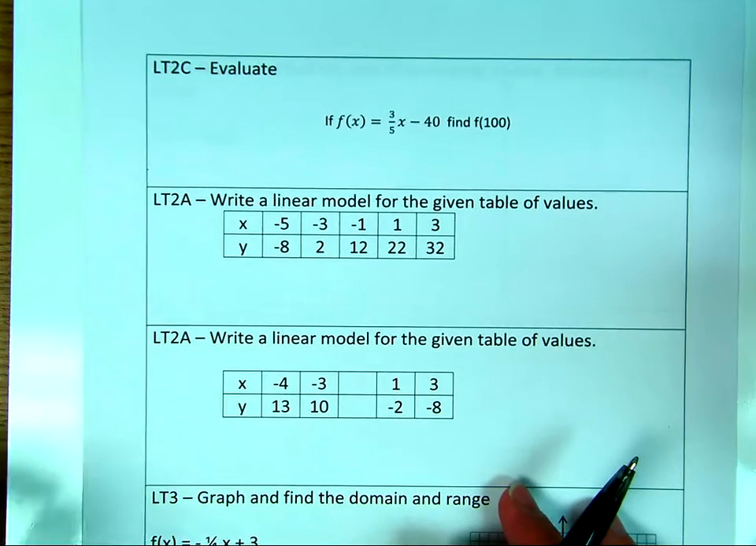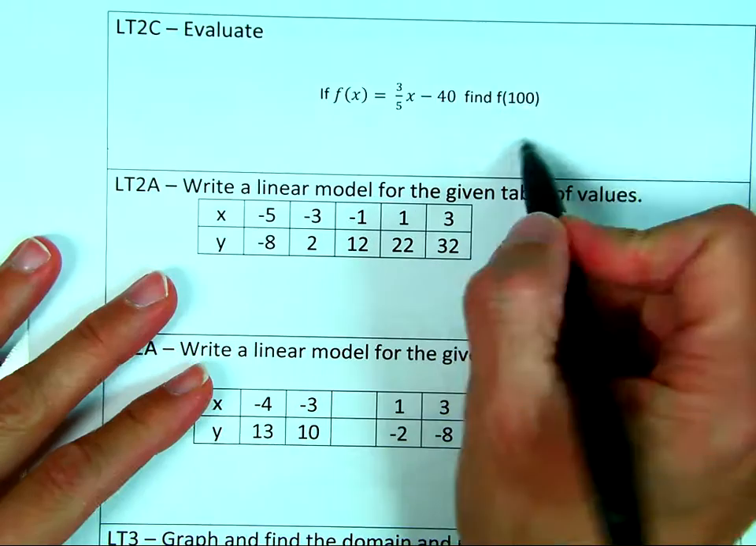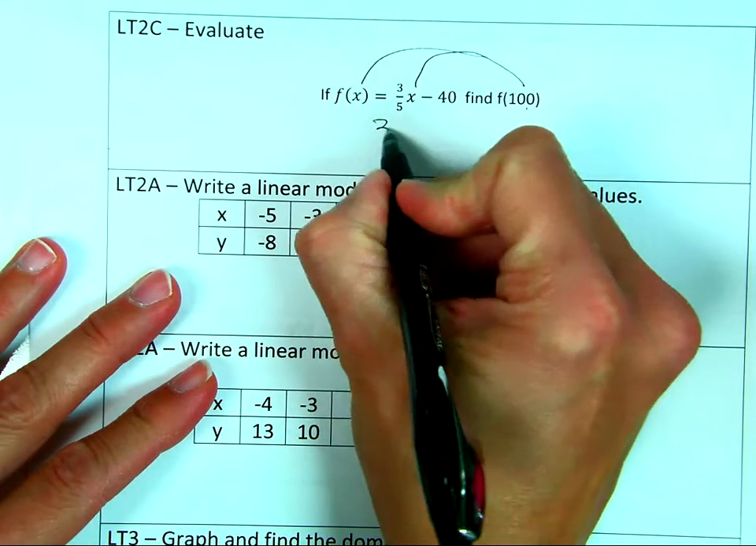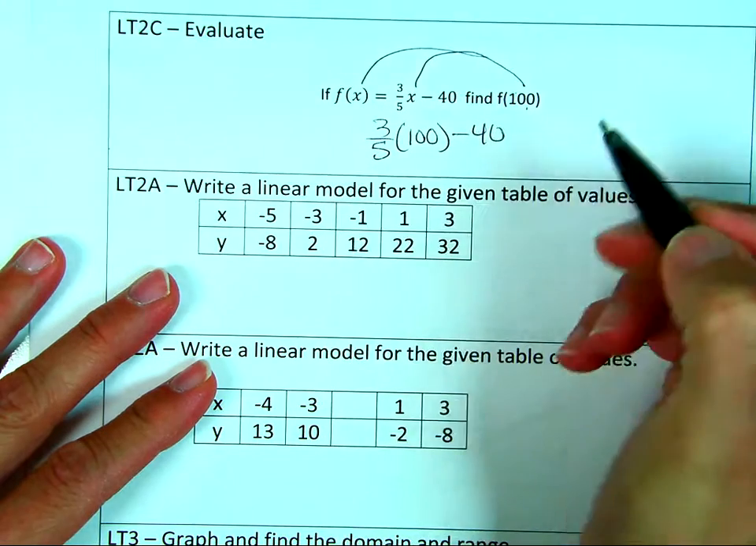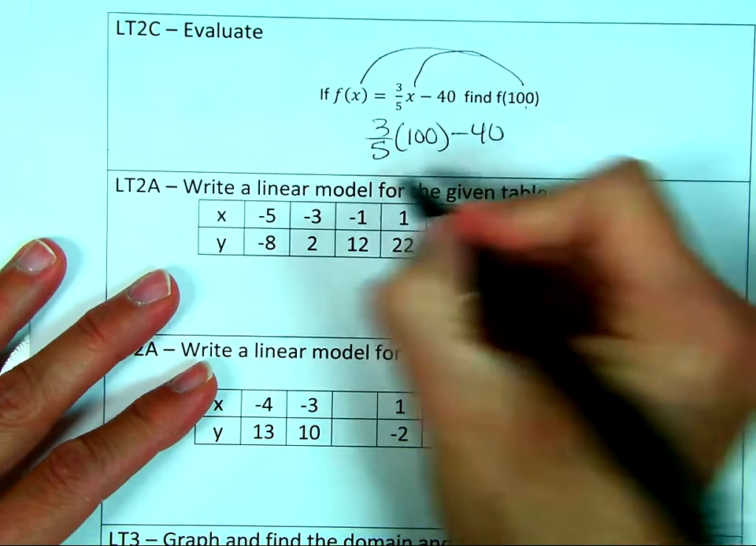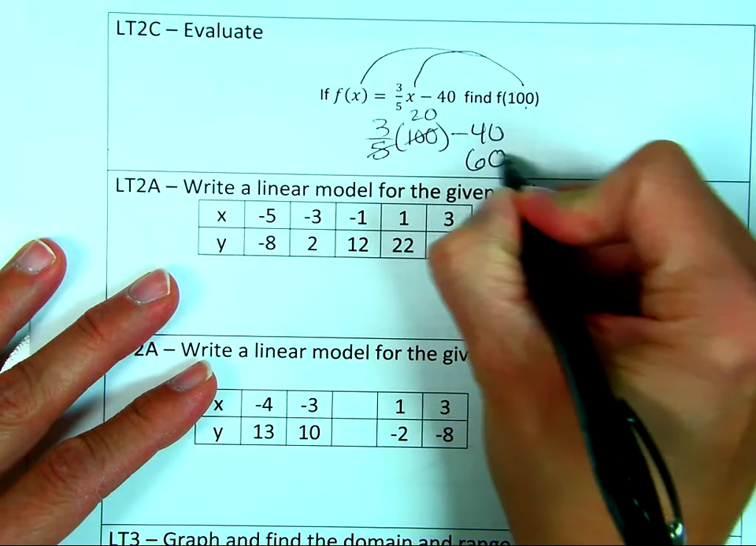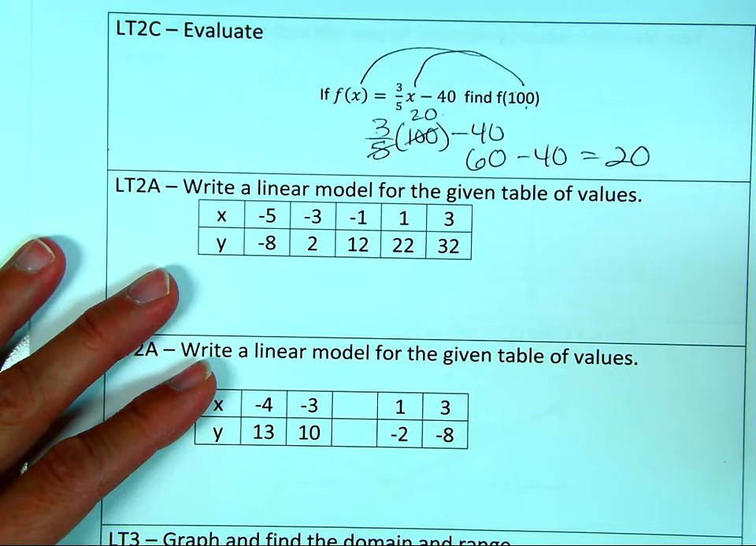Okay, another evaluating one. We'll zoom in a little bit. So now I'm evaluating f of 100. That means I'm going to put my 100 in for those guys right there. So it's 3/5 times 100 minus 40. Again, if you need to use your calculator, go for it. 5 goes into 100 20 times. 3 times 20 is 60. And 60 minus 40 is 20. So f of 100 is 20.